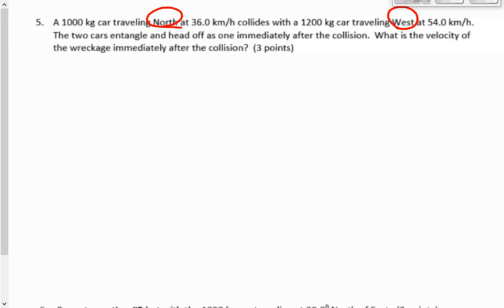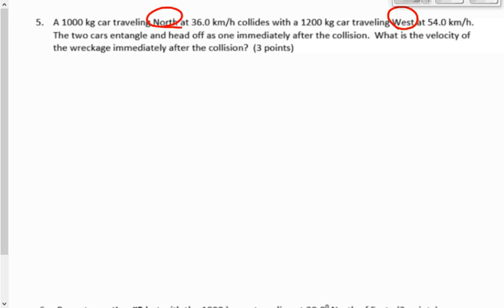Now I've got to do X and Y components, right? Now I've got to break it up. Always, unless you're dealing with kinetic energy. If it's an elastic, inelastic question, you don't need to worry about breaking that up into X's and Y's. Okay, let's draw this out.